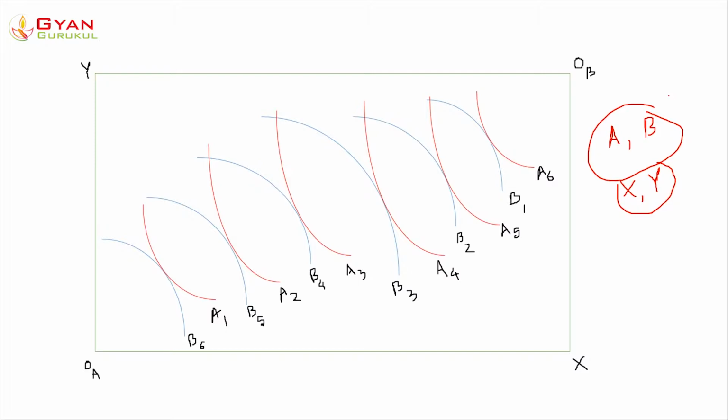Now, both the consumers A and B consume a certain amount of commodity X and a certain amount of commodity Y, right? Now, from the point of view of consumer A, we are showing the consumption of X through this axis, and in this axis we are showing the consumption of Y for consumer A. Clear? This is the origin point of consumer A.